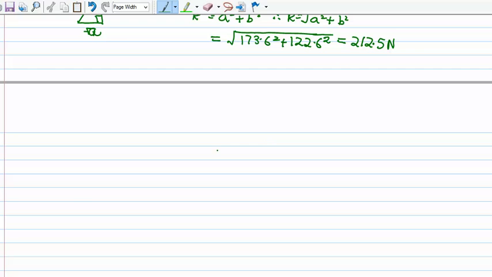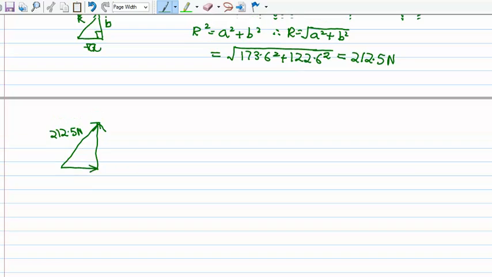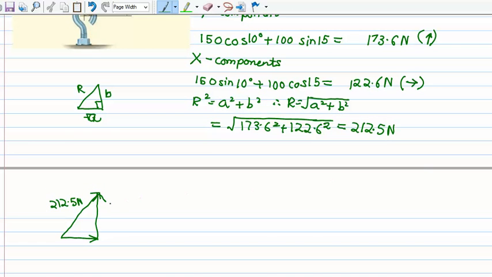To find the angle, what we need to do basically is draw the triangle once more. So we found the resultant, which is 212.5 newtons, and this resultant is basically composed of two forces that we divided into their y and x components. These components are 173.6 newtons in the y direction and 122.6 in the positive x direction.